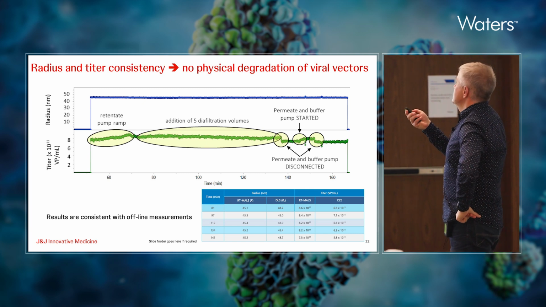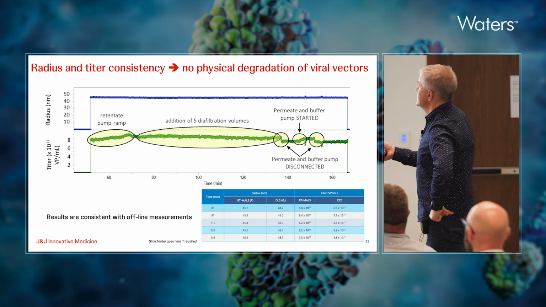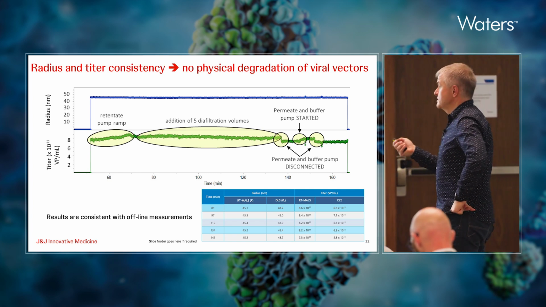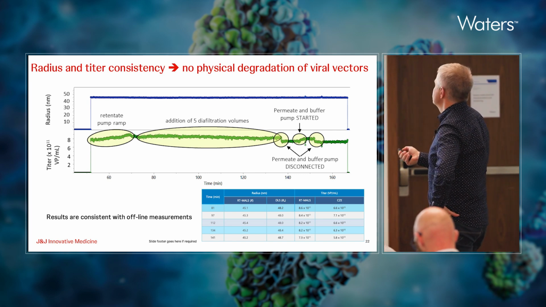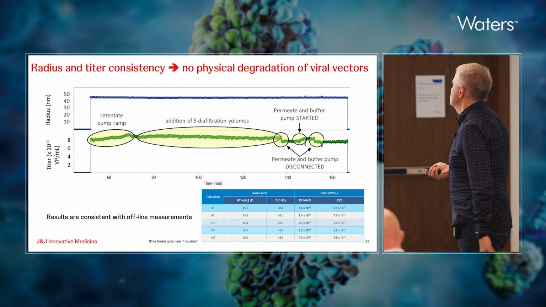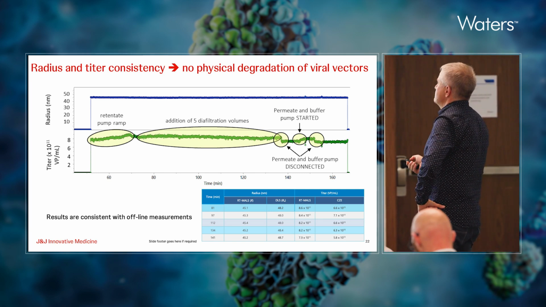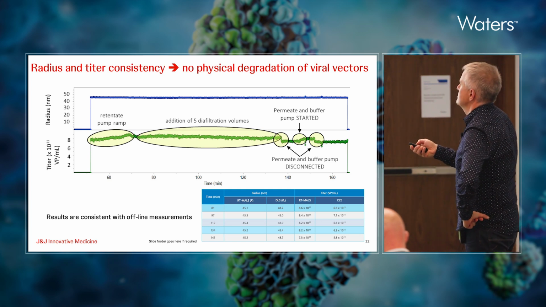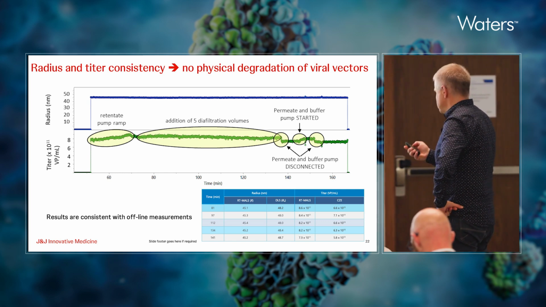Then if you look at radius and titer consistency, I think you can agree that the radius is incredibly constant during all this process. And when you look at the titer, we have some little fluctuations here, but mostly they happen when we are connecting and disconnecting the pumps. So we think it's an artifact of how the systems are flowing. But even there, if you look at this scale, everything oscillates between 7.5 and 8.5, 10 to the 11 virus particles per milliliter.